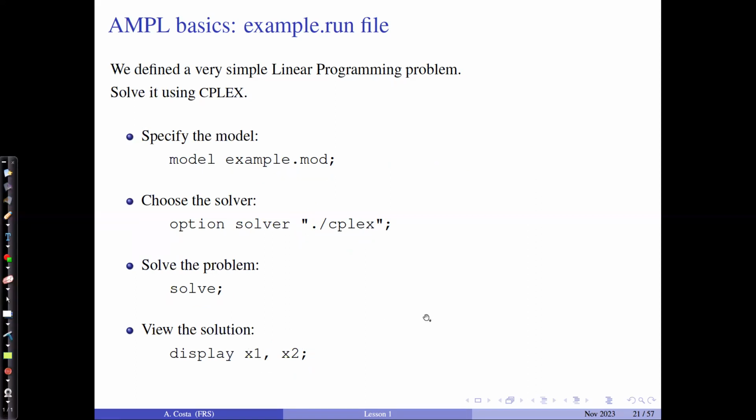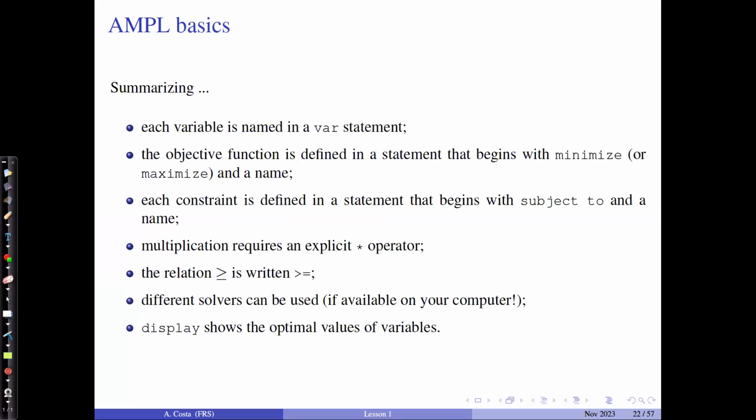I know it's a lot of things, and maybe the first time you see it may seem a little complex, but you will see that after you try a couple of times, it's pretty straightforward. So to summarize, each variable uses the var keyword. The objective function is a statement that begins with minimize or maximize, and then we have the name of the objective, and then we have the expression. The constraint uses the subject to keyword. Multiplication, important, you need to use the star operator. So if you write 3x1, AMPL will not understand. You have to write 3 times x1. Okay?